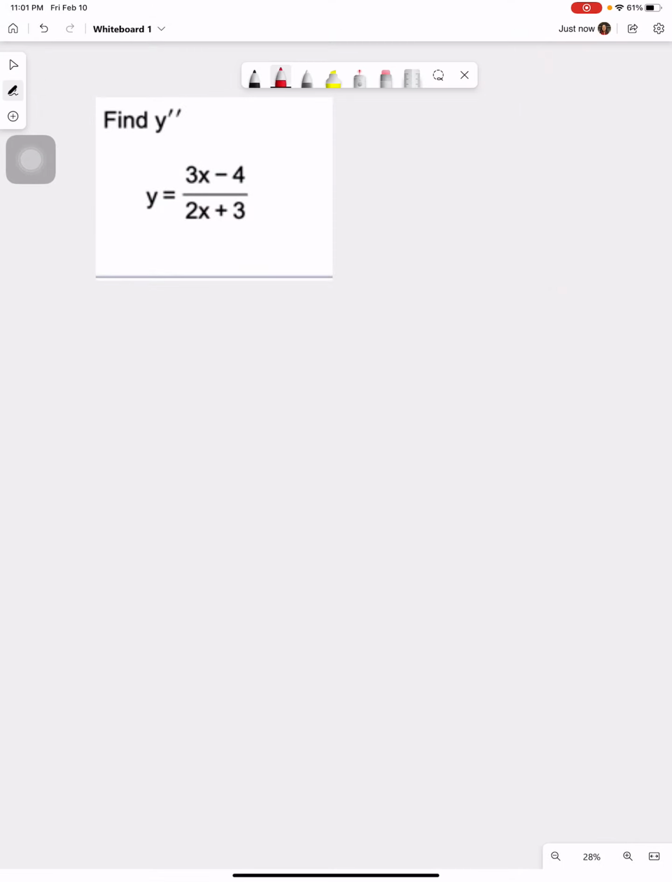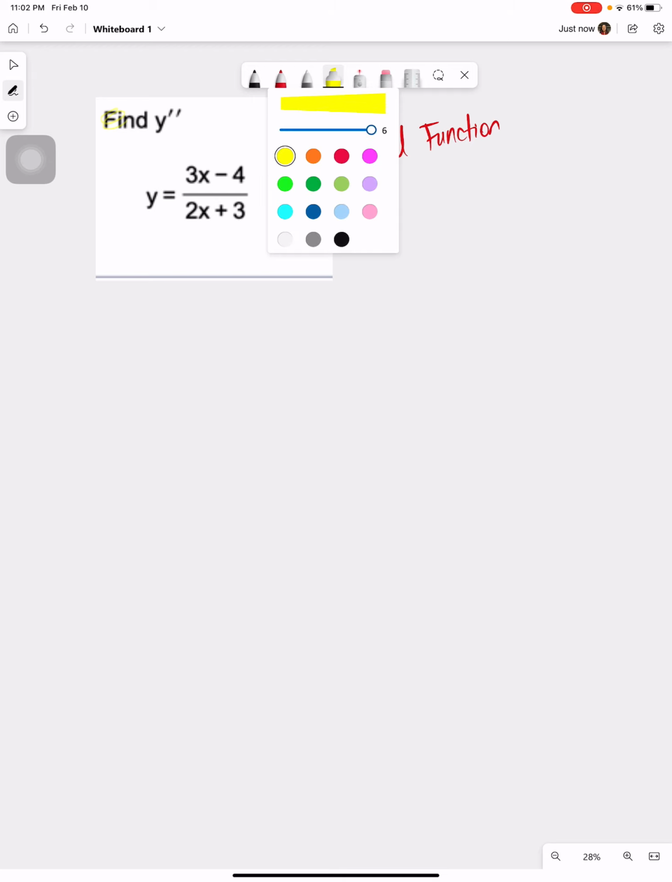This is a homework question that was sent to me from a student. This particular question is from section 1.8. And what we have here is a rational function, and we are asked to find the second derivative.